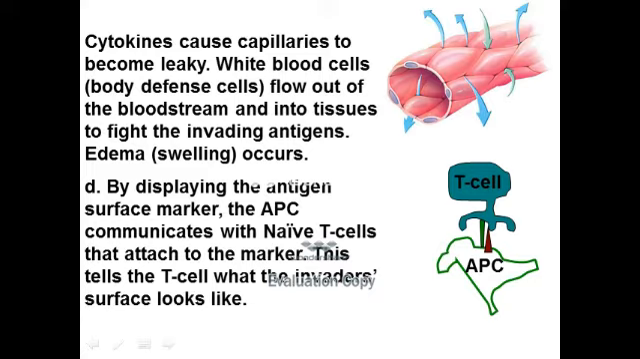By displaying the antigen surface marker, the APC is now going to communicate with a naive T cell. Why is it naive? Well, it hasn't decided what it wants to be. This little coupling that I've shown with my little illustration is a key communication between the APC and the T cell. So now the T cell knows.